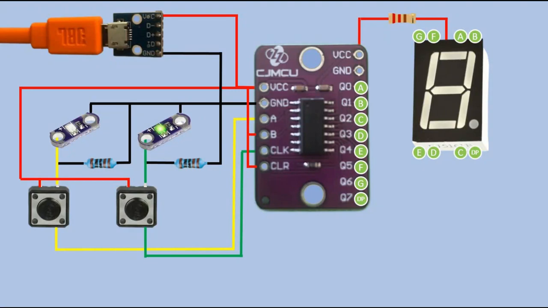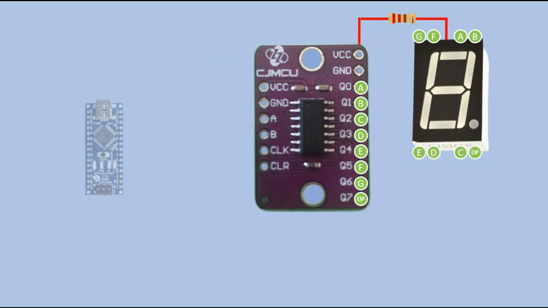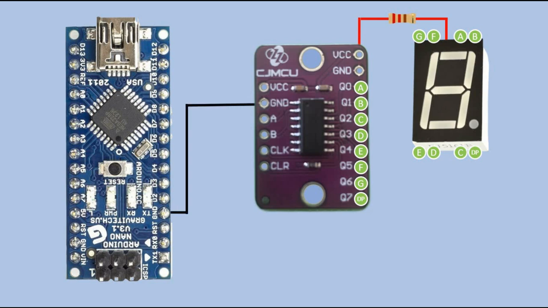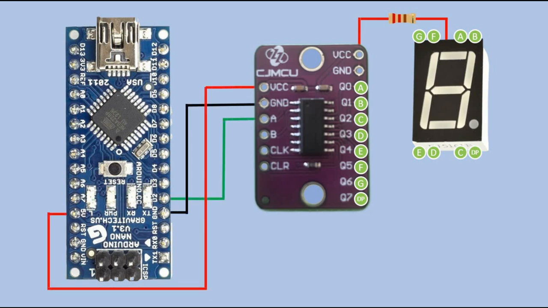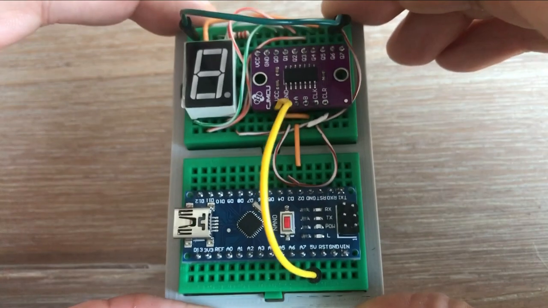We can get rid of the push buttons and LEDs. Here is the Arduino Nano. Let's connect ground and 5 volts to the register. The serial data pin is connected to Arduino digital pin 2. Clock is connected to digital pin 3. We also need to connect the CLR pin and secondary data input to 5 volts. This is how it looks connected on the breadboard.